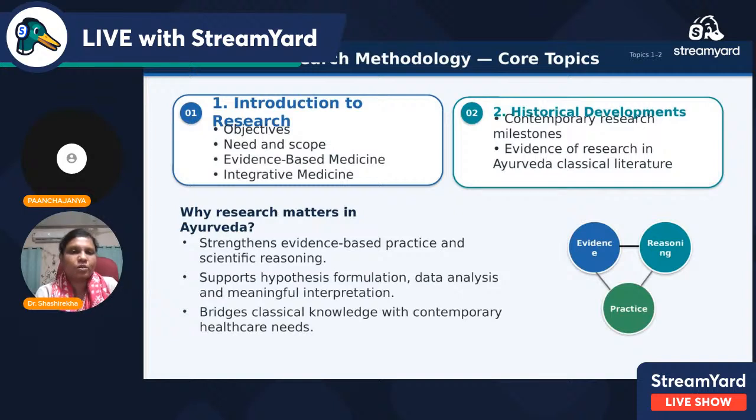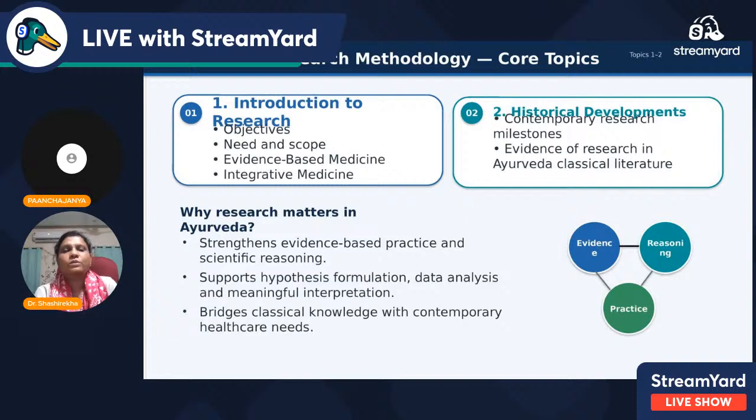So coming to the individual topics. In the first topic, introduction to research, we have the objectives of research, need and scope of research, evidence based medicine, and integrative medicine. You must know what is evidence based medicine. Simply you can't take some research, or simply find an area and go with it. You must have evidence. It must be there in any of the classics.